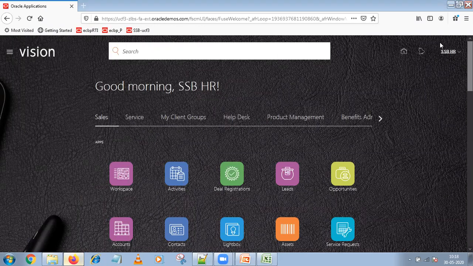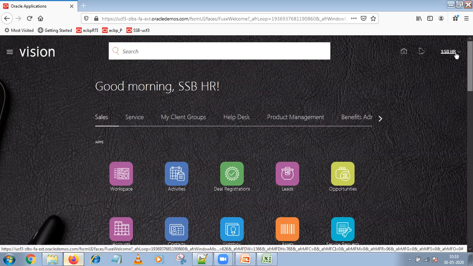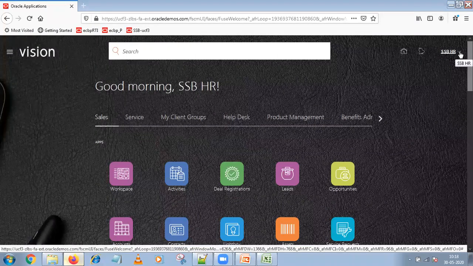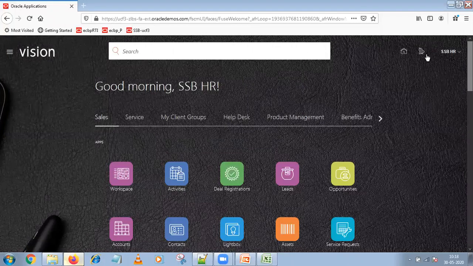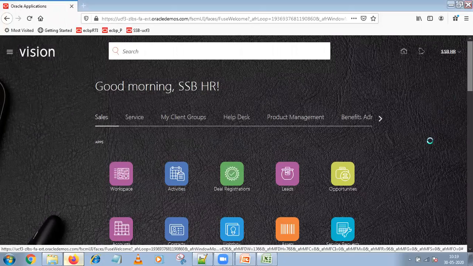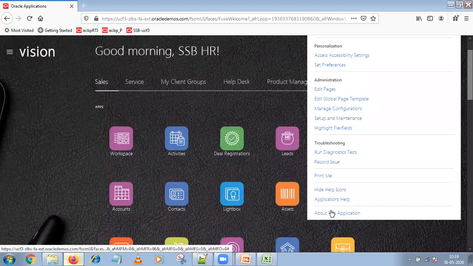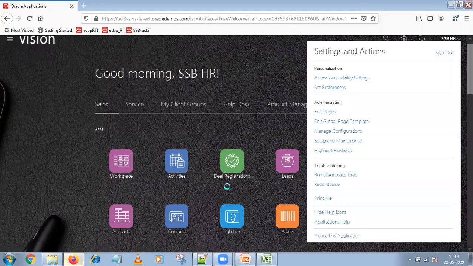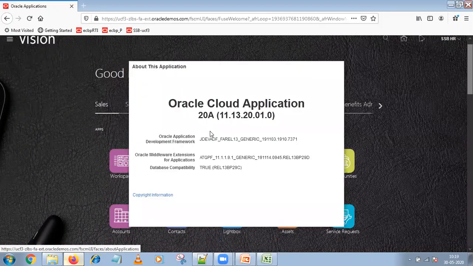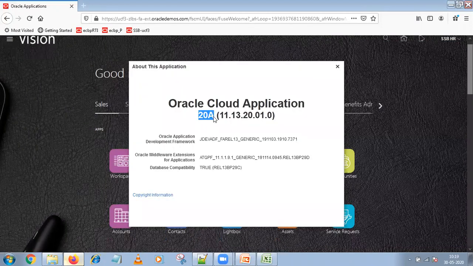Okay, this is my user login. I have logged in with this user. Whenever you want to sign out, you can sign out from here. This is the home page, and notifications. Application version, I think we are using 20B if I am not wrong. You can check it here. Yeah, we are still on 20A.